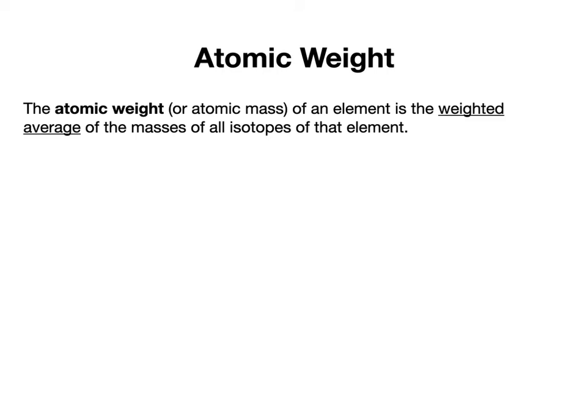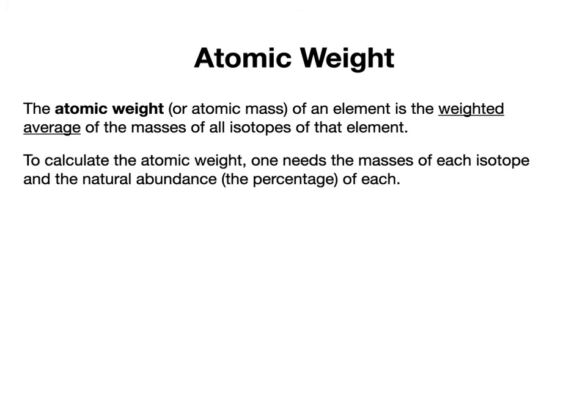So the atomic weight, or we could call it the atomic mass, of an element is the weighted average of the masses of all isotopes of that element. Class, in your book, they're going to call it the atomic mass. It's also correct to call it the atomic weight. Now, weight and mass are not the same thing, but I like to use this term atomic weight because it helps us remember that it's a weighted average of the masses of all isotopes of a particular element. Okay, it's not a simple average, but a weighted average.